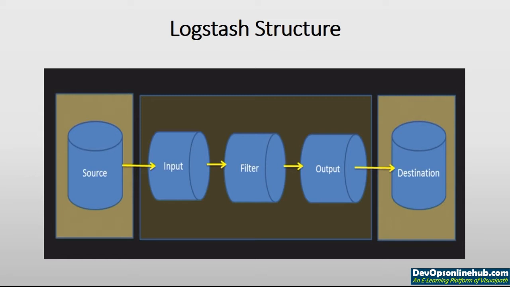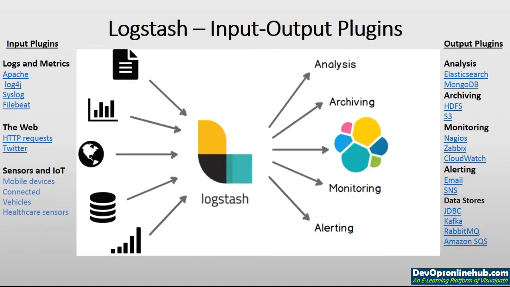There is another component as well by the name of codecs, and these are basically stream filters that can operate as part of an input or output stage. Now let us discuss more about the Logstash plugins. As you can see in the diagram, on the left hand side we have the input plugins, and on the right hand side we have the output plugins.